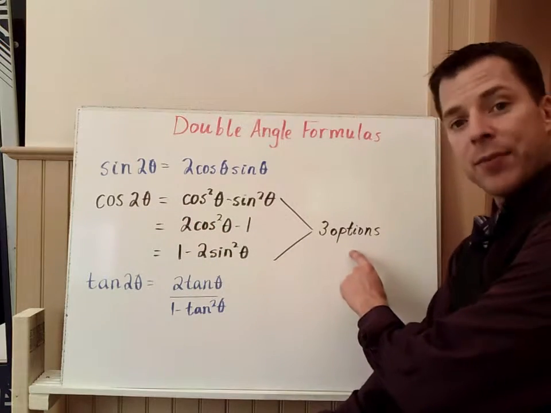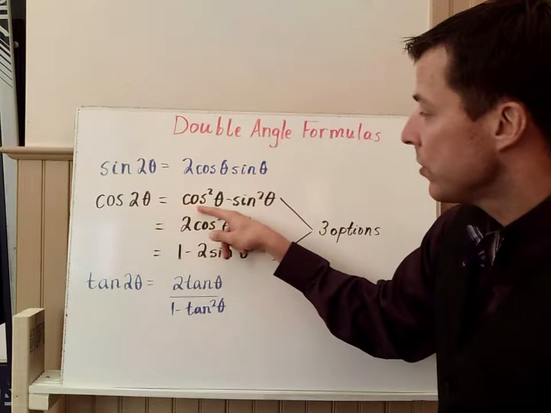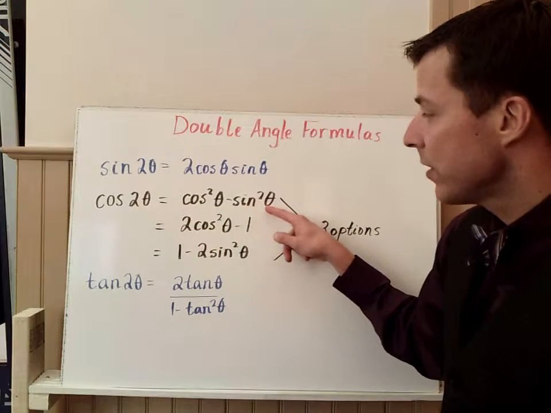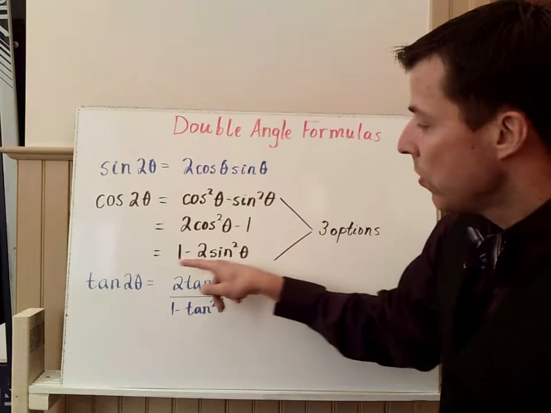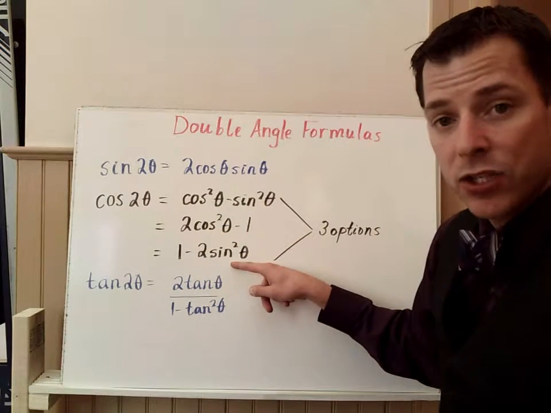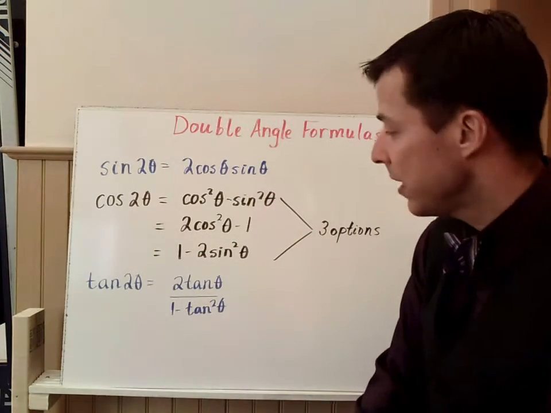Cosine, you get 3 options here, so you can pick any of the 3. Cosine of 2 theta can be equal to cosine squared theta minus sine squared theta. You can use 2 cosine squared theta minus 1, or you can use 1 minus 2 sine squared theta. Any of those 3 you can use when dealing with cosine of 2 theta.